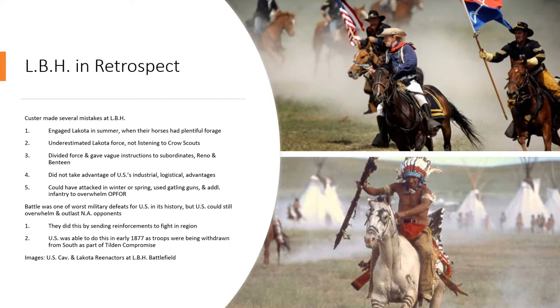And then, to make matters worse, he divided his force, and he gave very vague commands to his subordinates, Reno and Benteen, who were not able to assist Custer in the battle in the way that would have been better. And he also did not take advantage of the United States' logistical and industrial advantages. The United States could have had Henry rifles for their soldiers, but instead they chose to use the older, cheaper Sharps rifles. And Custer had access to artillery, like Gatling guns, but he chose not to bring them to the battle because they were going to slow him down too much.